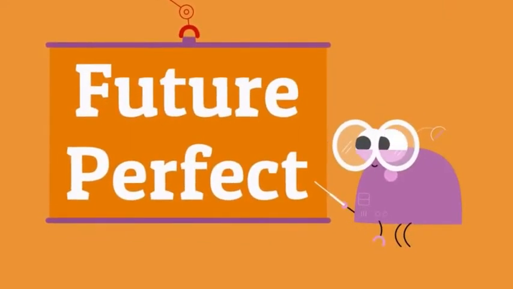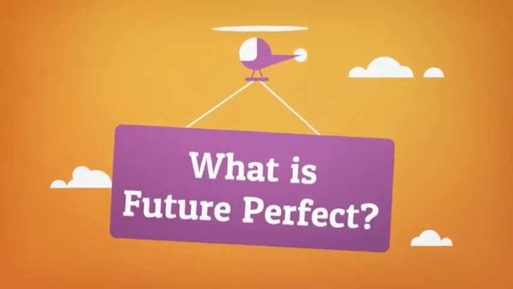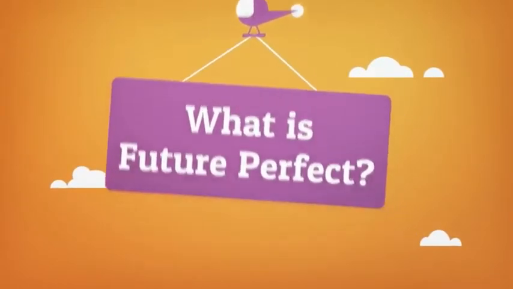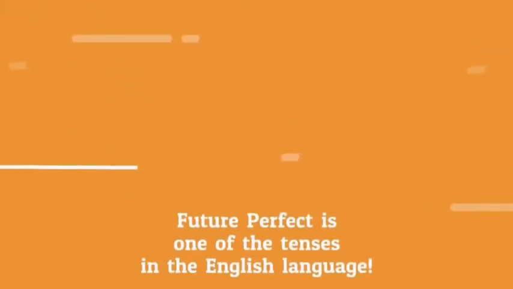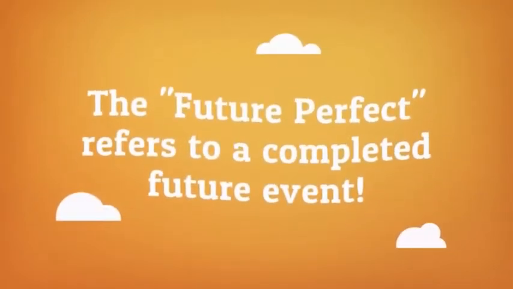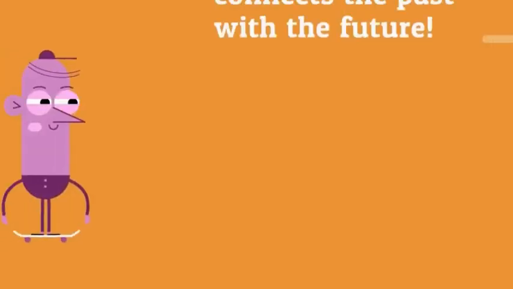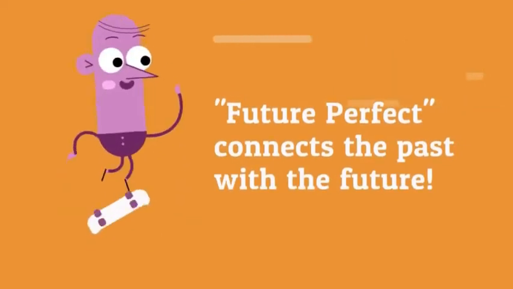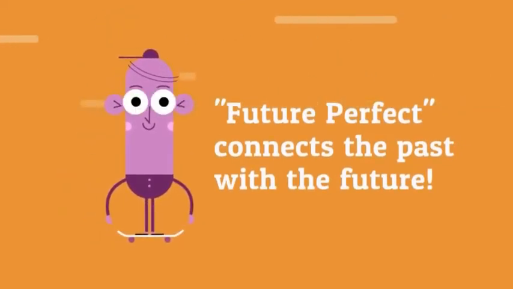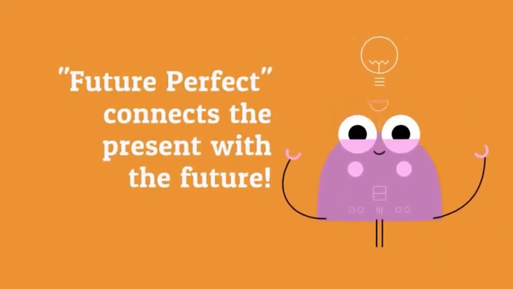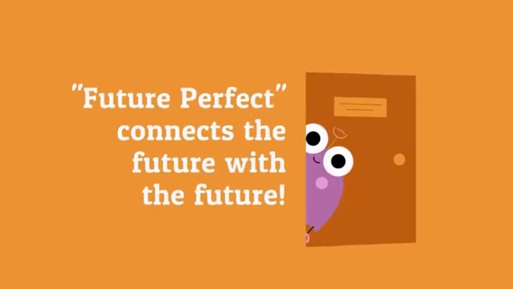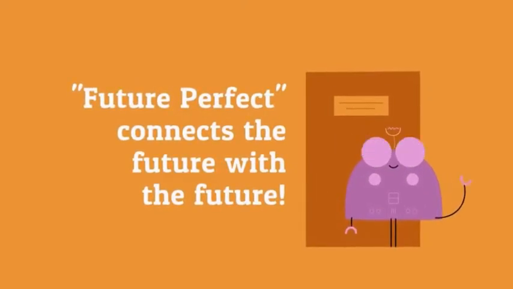Future perfect. What is future perfect? Future perfect is one of the tenses in the English language. The future perfect refers to a completed future event. Future perfect connects the past with the future. Future perfect connects the present with the future. Future perfect connects the future with the future.